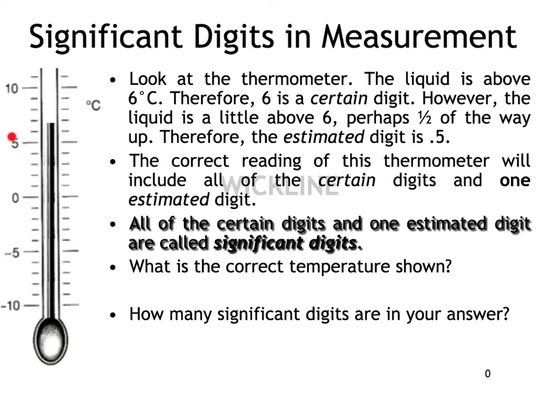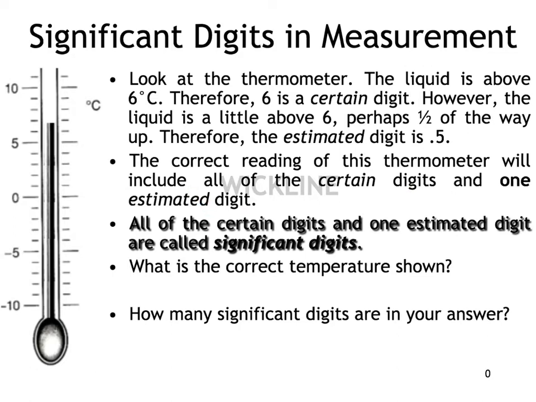So if this is 5 and that's 10, then obviously this is going to be 6, 7, 8, 9, 10. Now, to me, I can see that this actual temperature is definitely above the 6, but also to me, it is below the 7. It's not quite at the 7. So what we need to figure out is what the temperature would be.